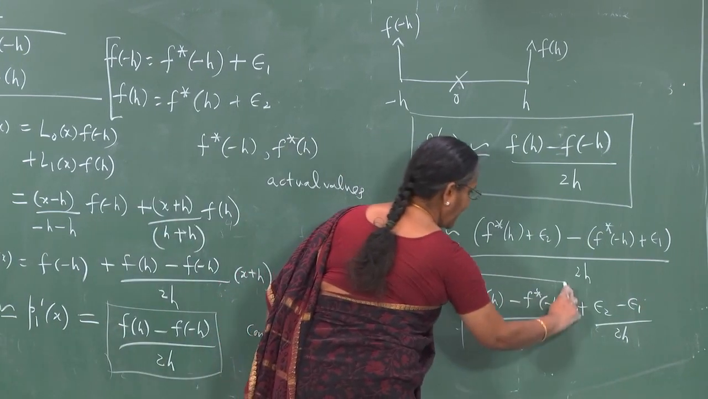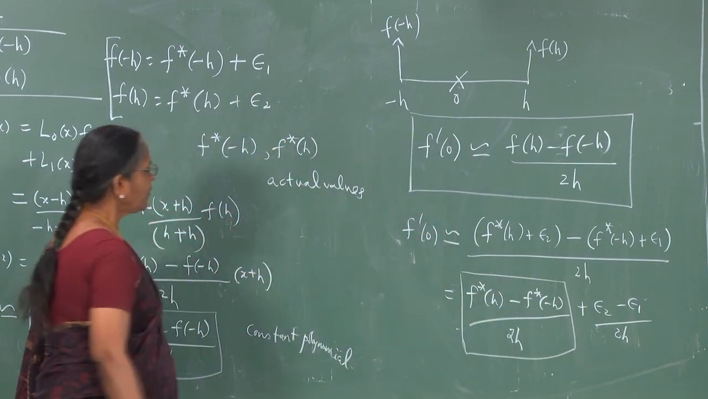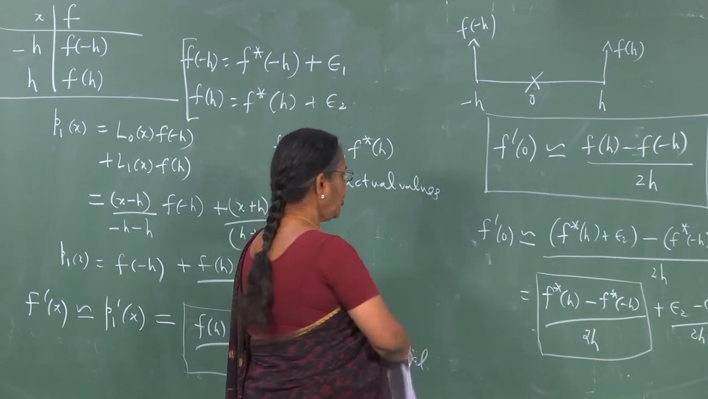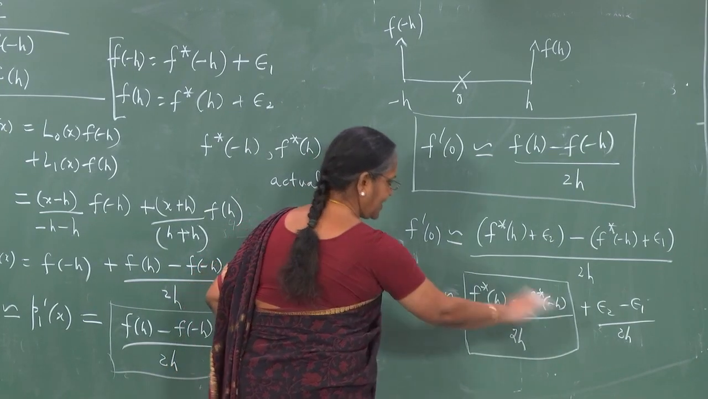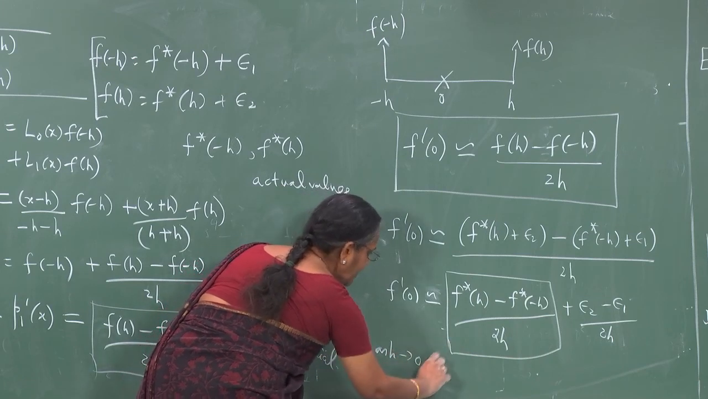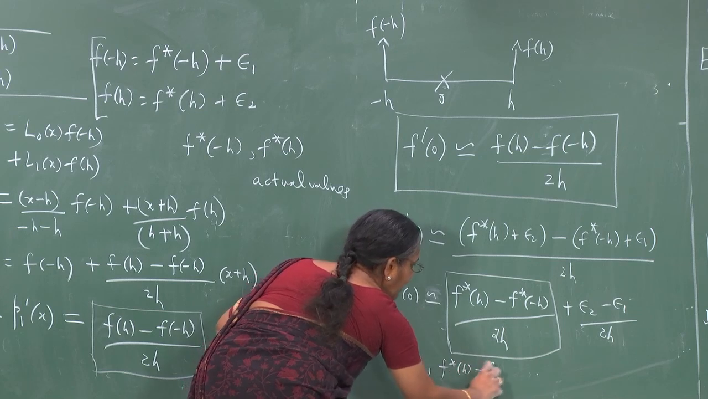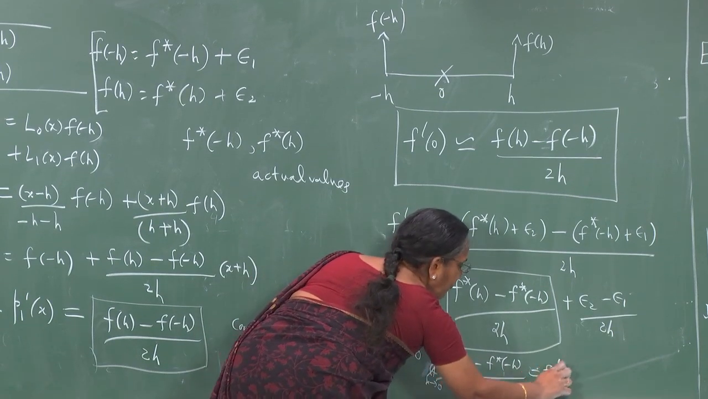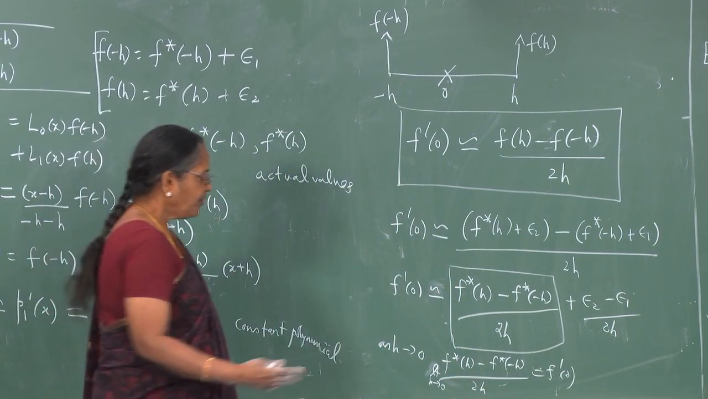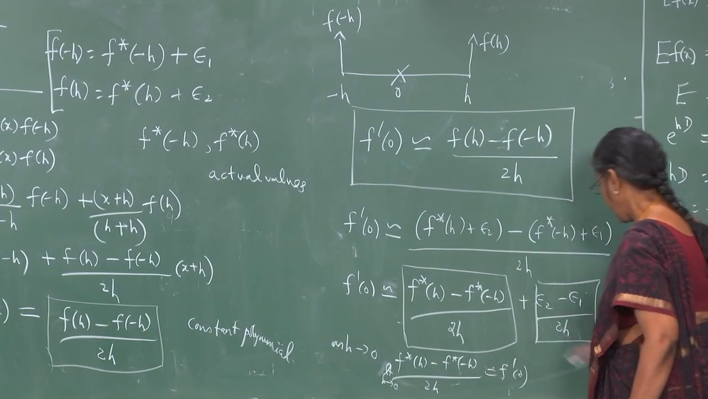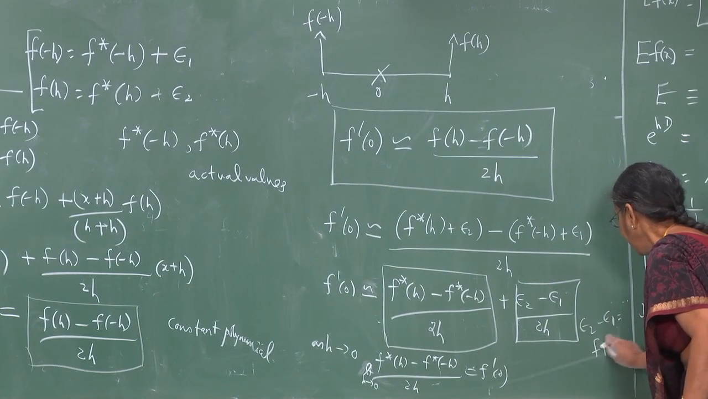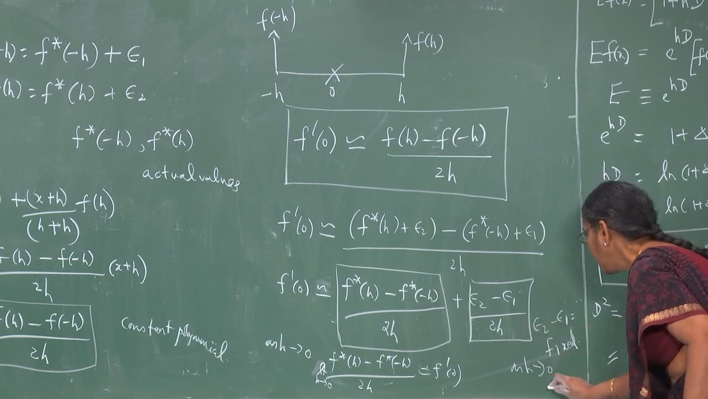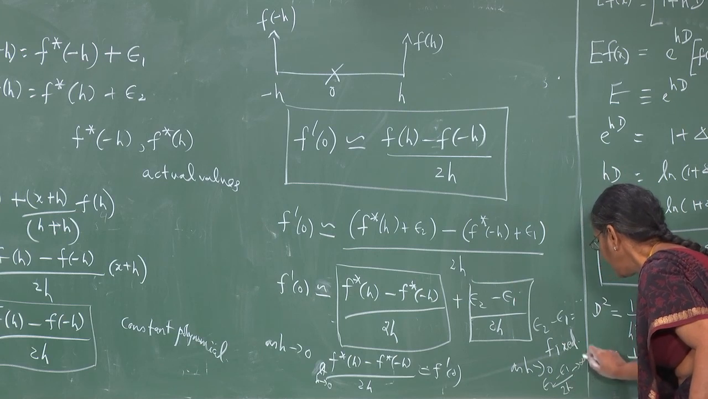Recall, f star of h and f star of minus h are the actual values which must have been given to us in the table of values. But there were some round off errors, and so f dash of 0, which is estimated as this, is such that as h goes to 0, the first term f star of h minus f star of minus h by 2h in the limit as h goes to 0 will give you f dash of 0. However, if you look at the second term, epsilon 2 minus epsilon 1 is some fixed constant, and so as h tends to 0, this second term epsilon 2 minus epsilon 1 by 2h tends to infinity.